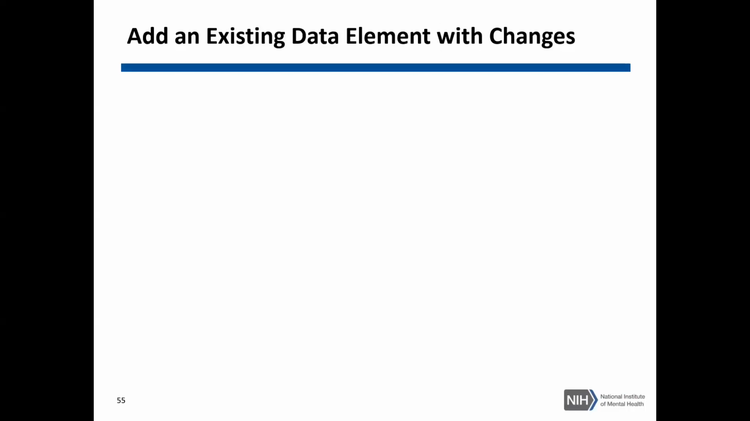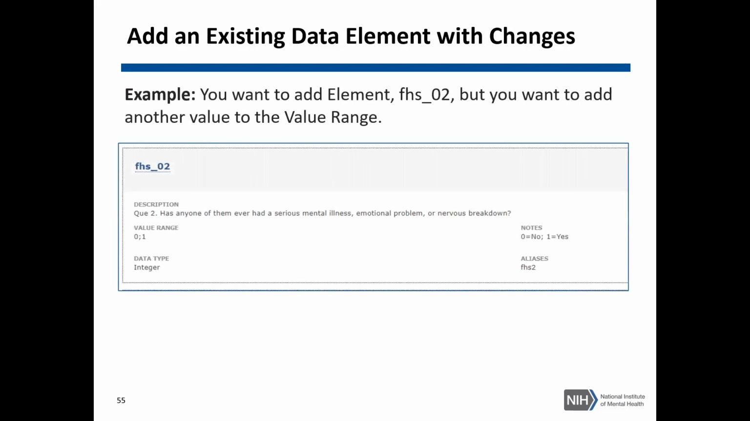So now we'll go over how to add an existing element that you would also like to request changes for. This combines the last two scenarios we went over, and we have an example for this one. So say you want to add this existing data element, FHS02, to your structure, but you want to add another value to the value range.